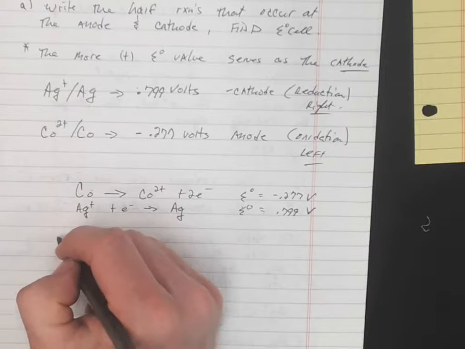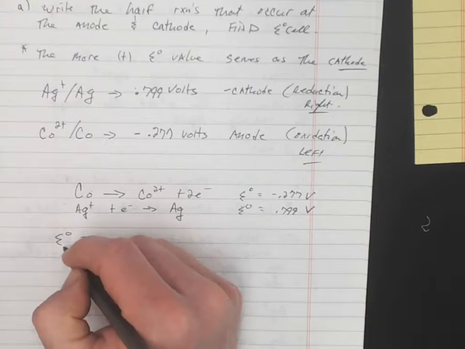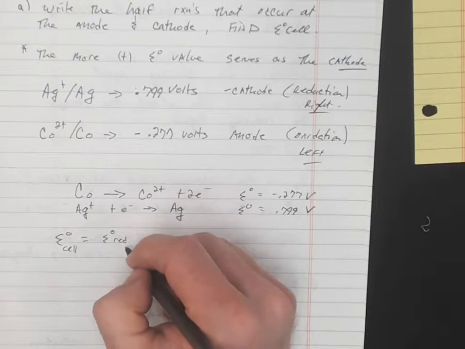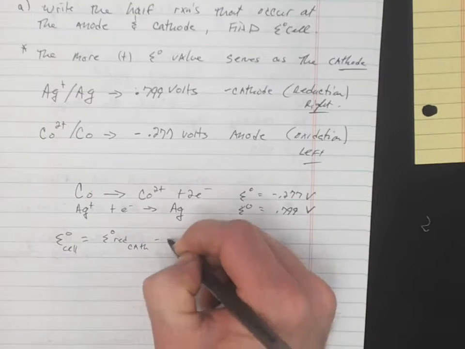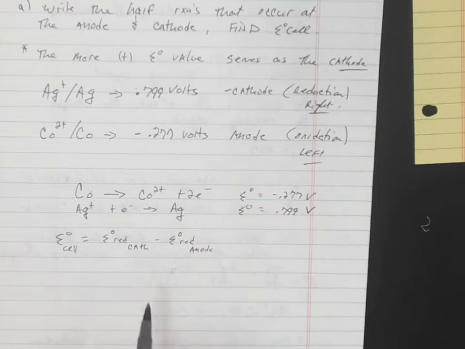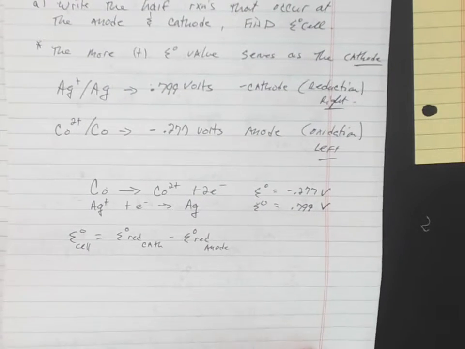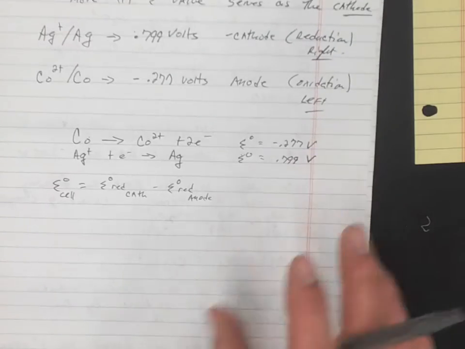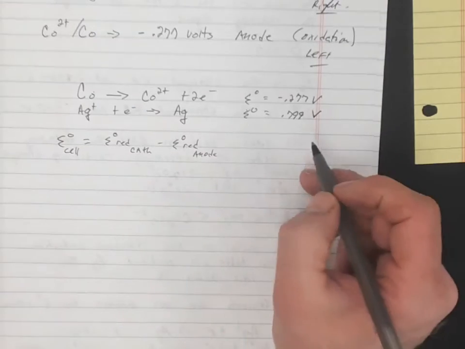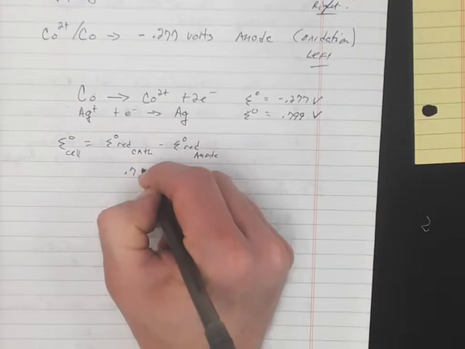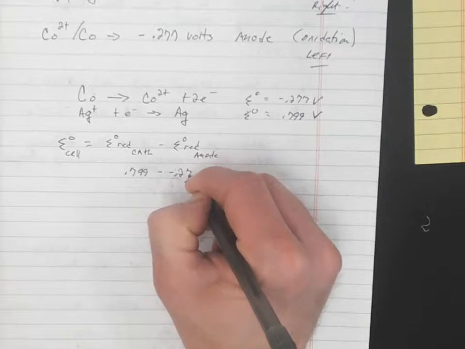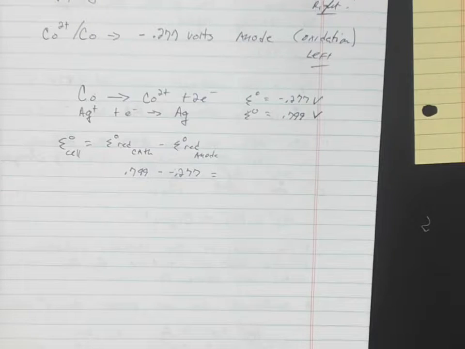Okay, now to figure out our E naught for the cell, we can do E naught reduction at the cathode minus E naught reduction at the anode. And remember, the term reduction there is because they're always written as reduction half reactions within the tabulated tables. So for this, we can go ahead and plug in what we know. We have 0.799 minus a negative 0.277. Go ahead and crank out the E naught for the cell.